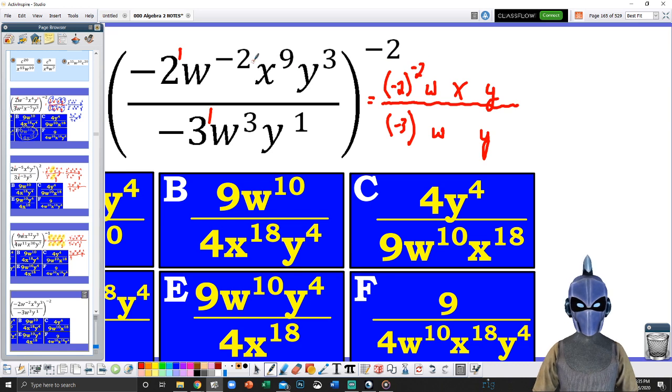Go ahead and multiply negative 2 times all of your exponents here. Negative 18, negative 6, negative 2, negative 6, negative 2.